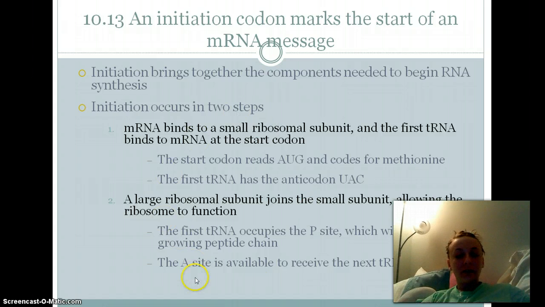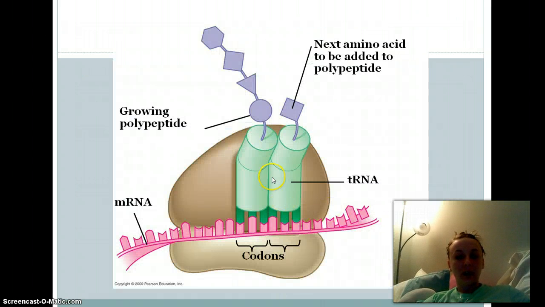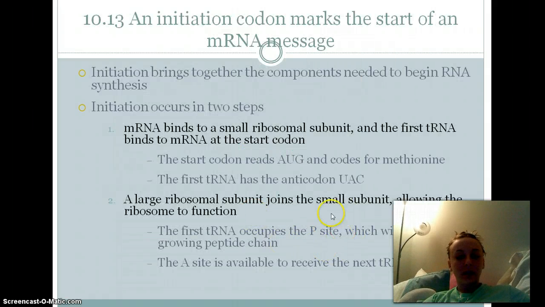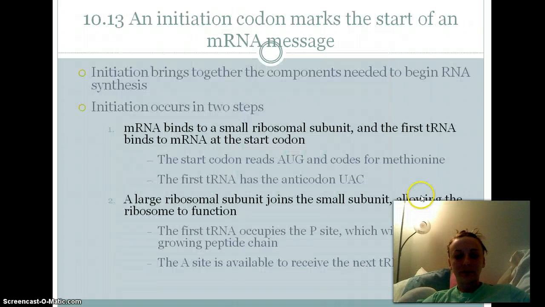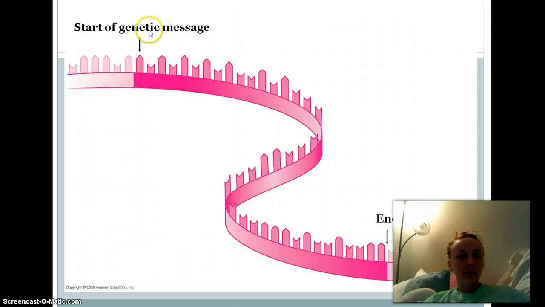Now the A site is where that new next tRNA will come in. So look here again, you see that first site, that's the P site, where that peptide chain's already occurring, and then the A site here is where that next amino acid's going to come in. So here's the start of our genetic message, and the dark pink is what we're going to be using to make our protein. And here we have our terminator, or the end of the sequence.